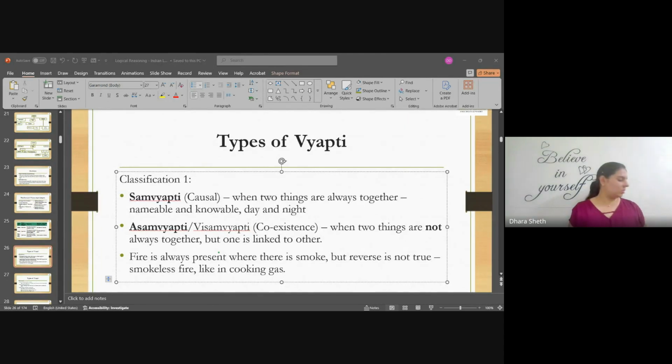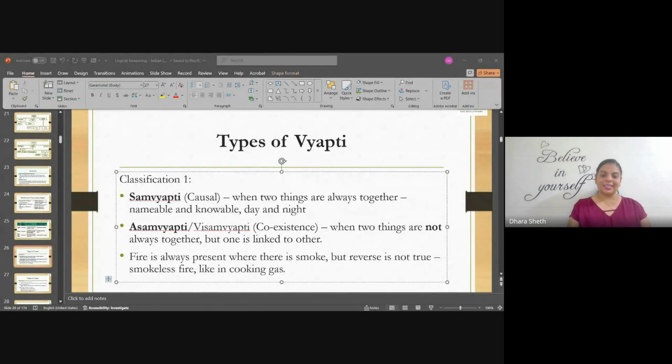I have a doubt with the words. What is confusing me is probably, just give me a moment. Okay, so this causal and coexistent needs to be checked. But Samvyapti and Asamvyapti, the meaning is all correct.